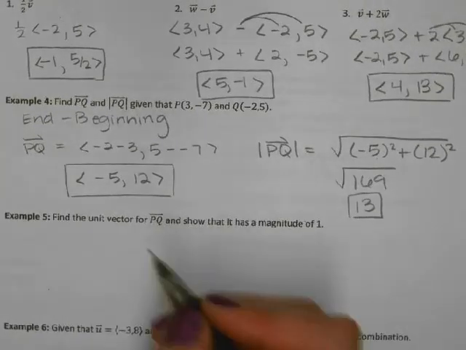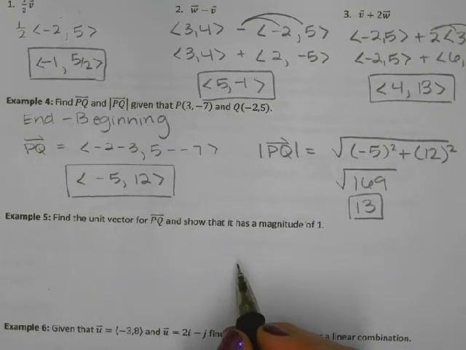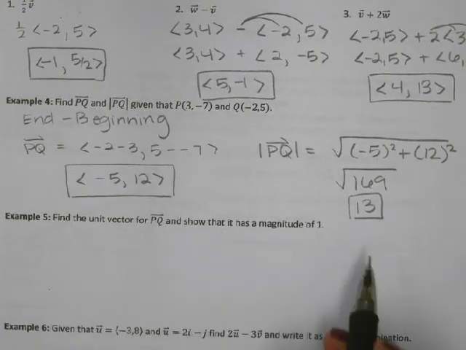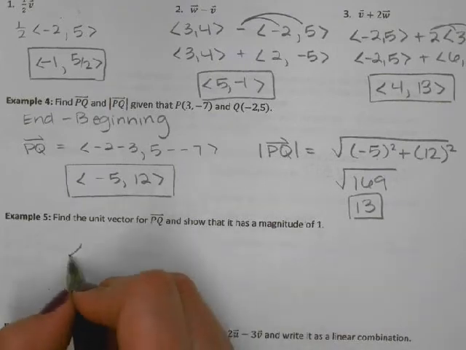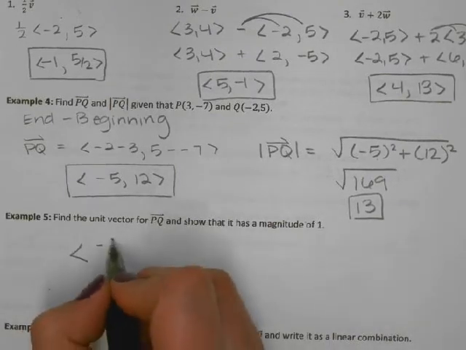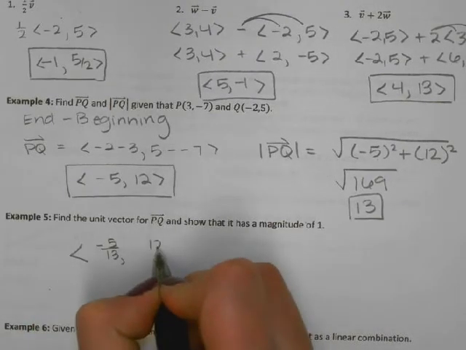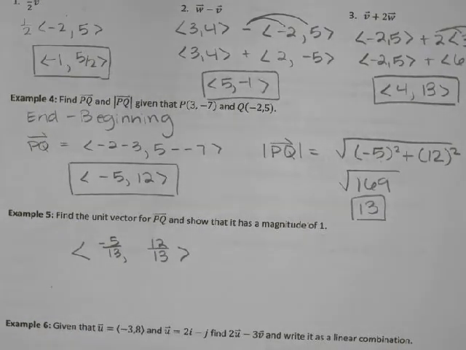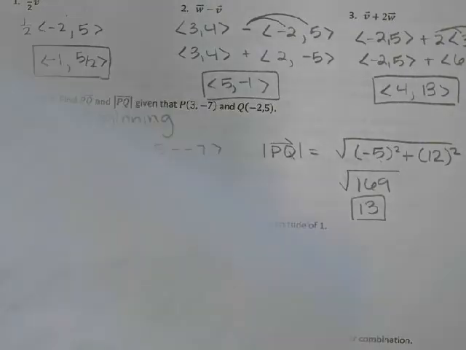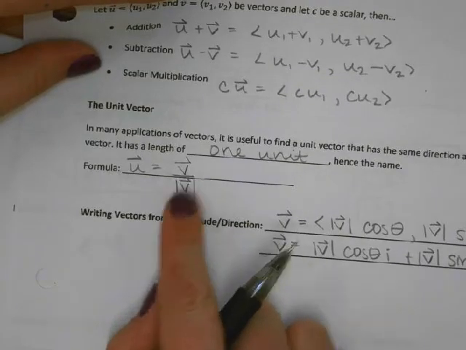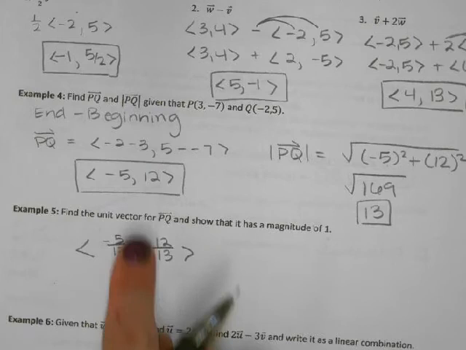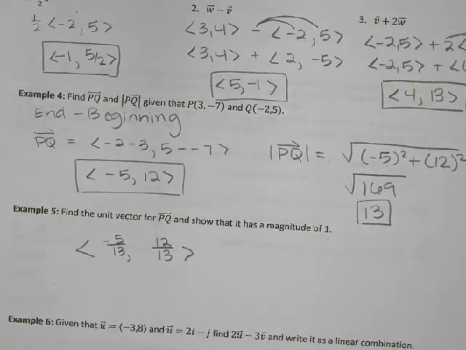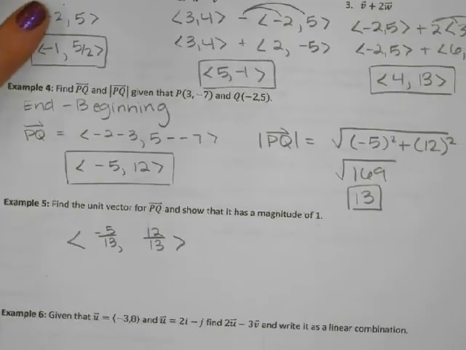All right, for example 5, they want us to find the unit vector, and then they want us to show that it has a magnitude of 1. So the unit vector for PQ would be -5 over 13, 12 over 13. So that's using that formula that we talked about on the previous page. Looks like this, so the vector v divided by its magnitude. So we took the original vector, -5, 12, and we just divided it by the magnitude of 13.